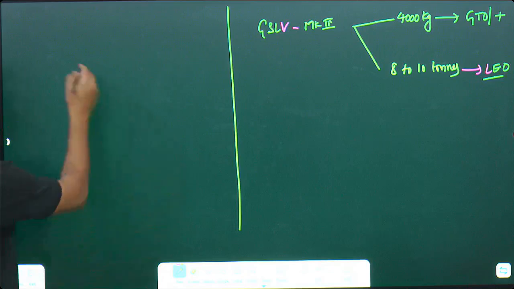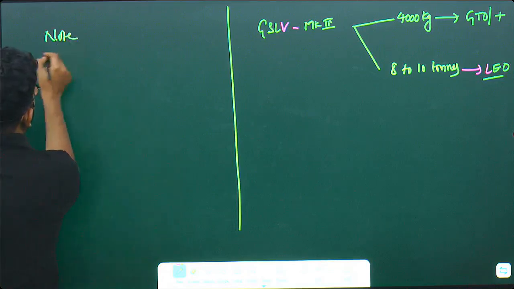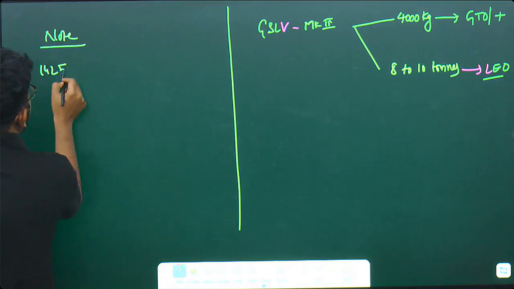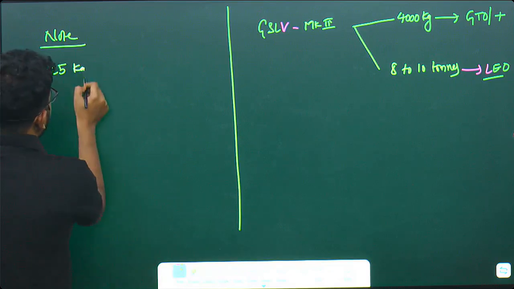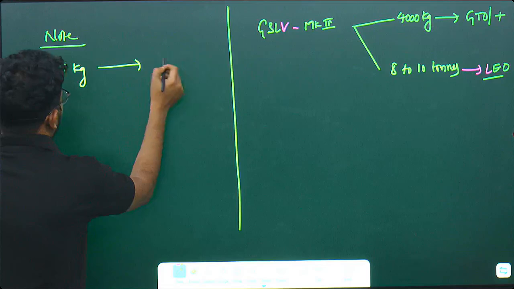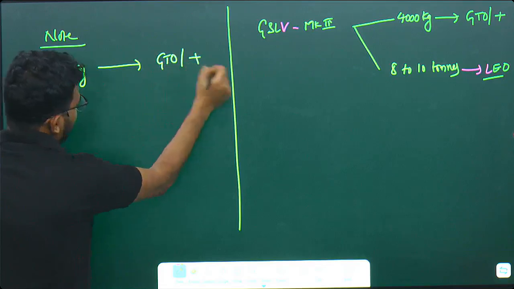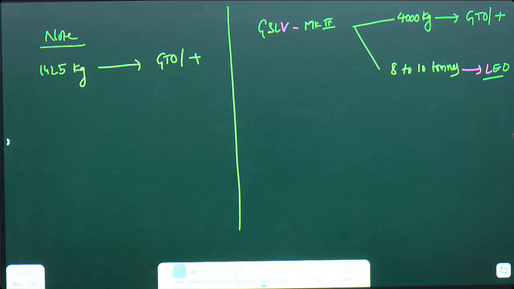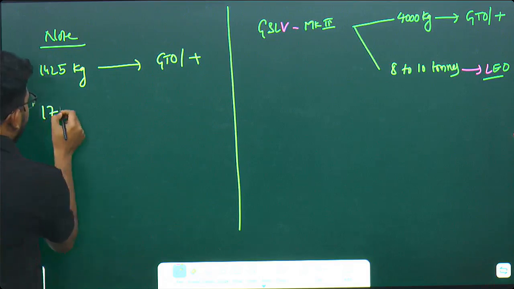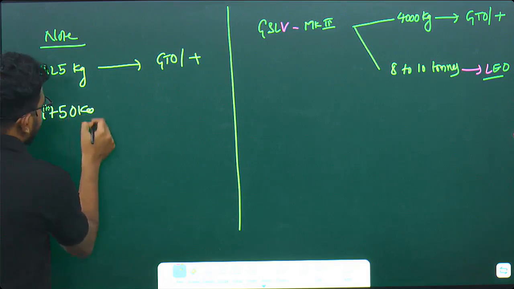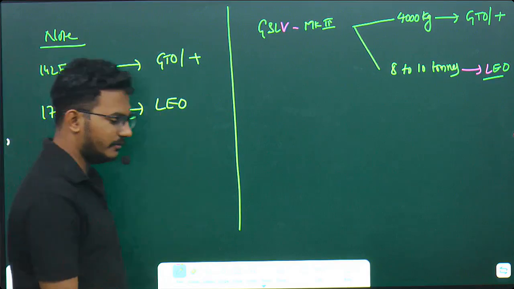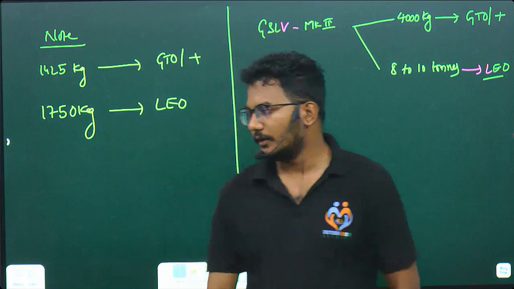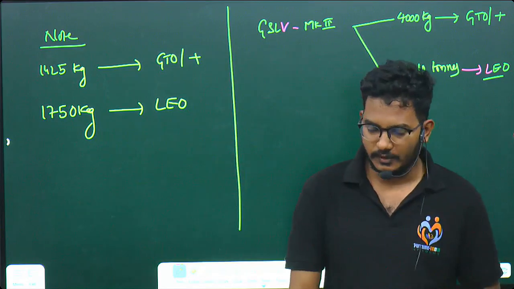Okay, now here keep a note point. 1425 kilograms to GTO or above GTO, and 1750 kilograms to lower Earth orbit.